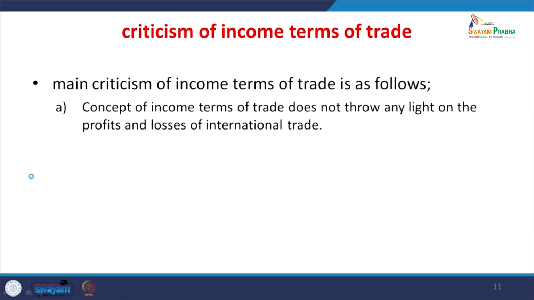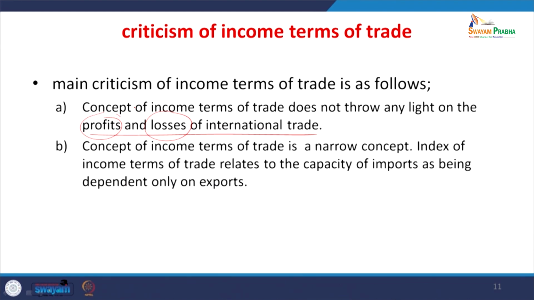Some are very important. The main criticism of the income terms of trade is that it does not throw any light on the profits or losses of international trade. Though we are saying we have earnings, those earnings are again used for imports. So the terms of trade do not attach any information on profits or losses. The balance of payments aspect, whether it is a favorable or surplus balance of payments or not, is not actually addressed. That is one of the important criticisms.